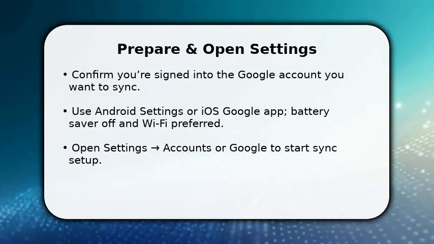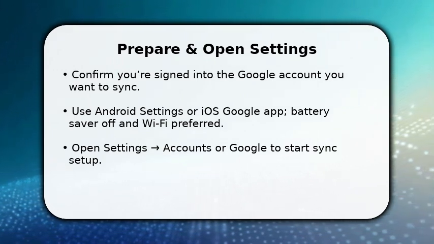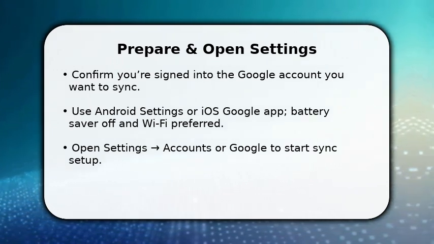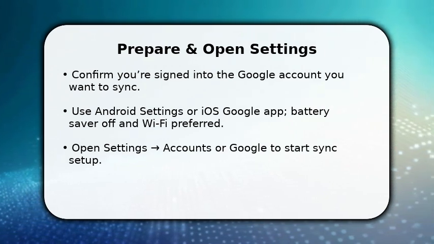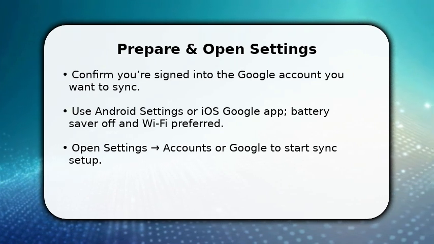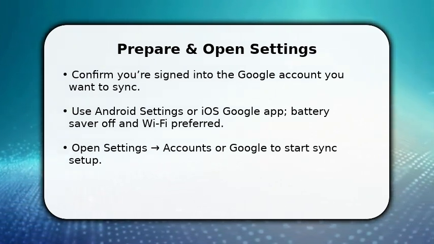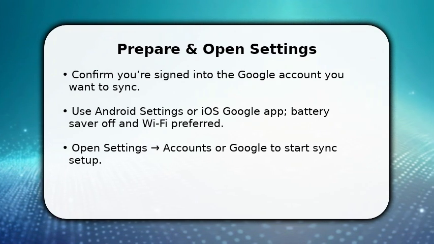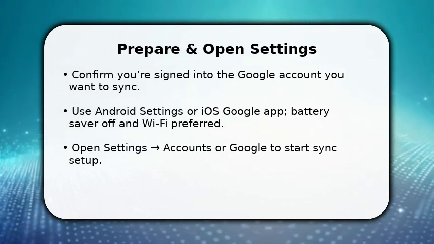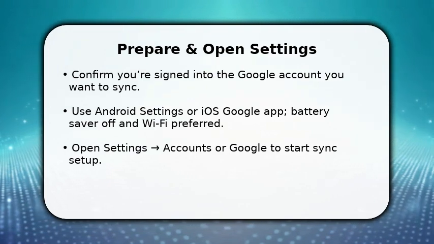You're starting with a signed-in Google account. That's essential. Once that's confirmed, make sure battery saver is off and you're on Wi-Fi to avoid delays. Now open your phone's Settings app. On Android, tap Accounts or directly Google, and on iPhone, open the Google app and tap your profile. These first actions bring you to the account controls where sync lives, so don't skip verifying your account and connectivity before continuing to the sync options.